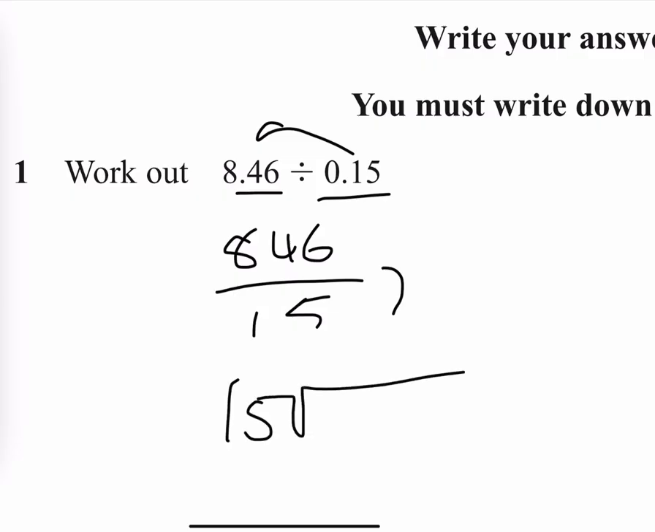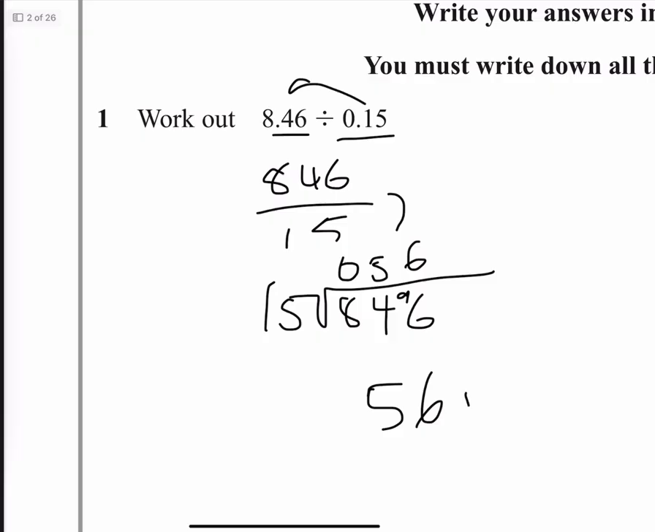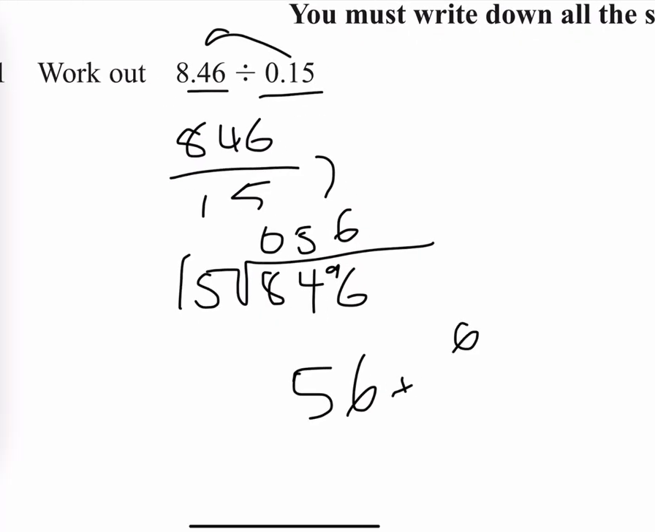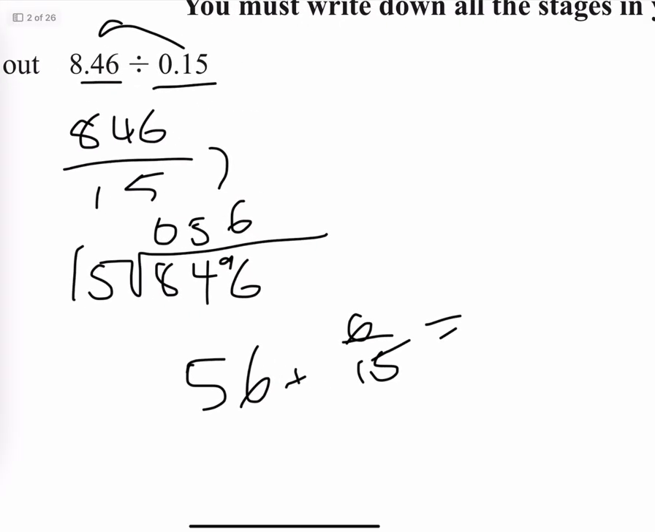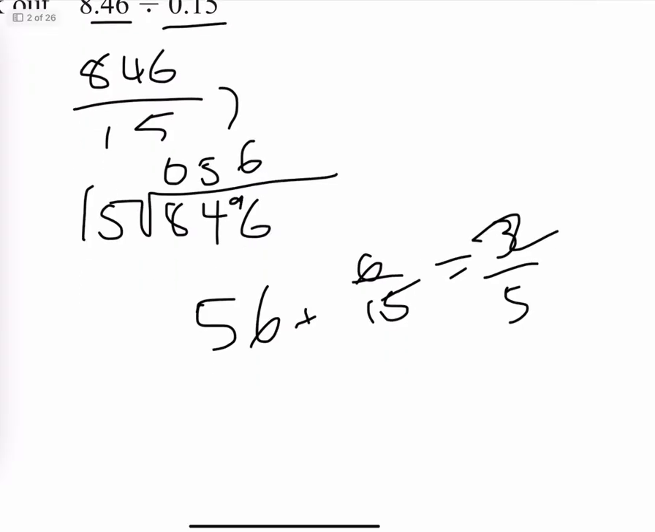So 846. How many 15s go into 80? How many 15s go into 84? Well, 6 would go into 90, so 5 will go into this. 15 minus, what is it, 6, so it's 96 remainder, which would give me 6, so it's 56 plus what, 6 over 15, which is 3 over 5, 2 over 5, sorry, so that would be 56.4.